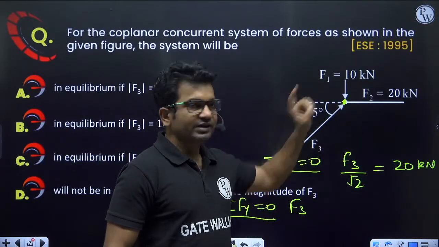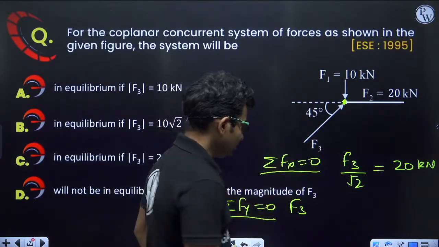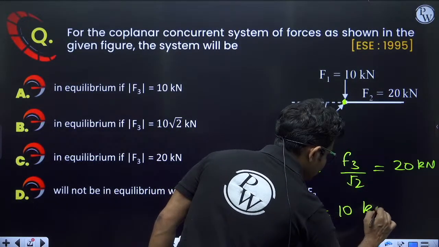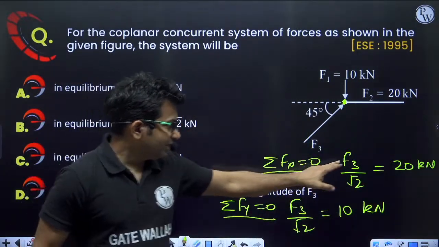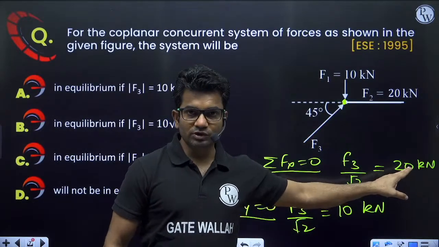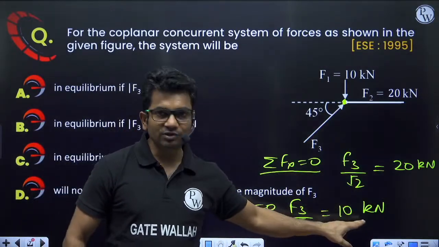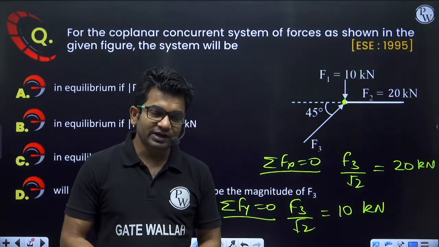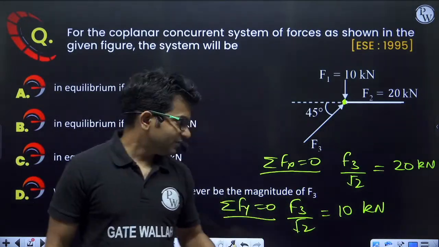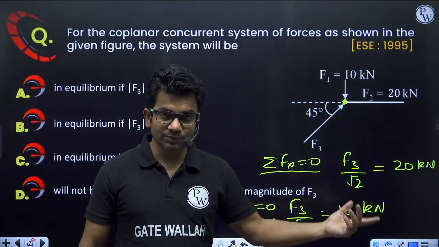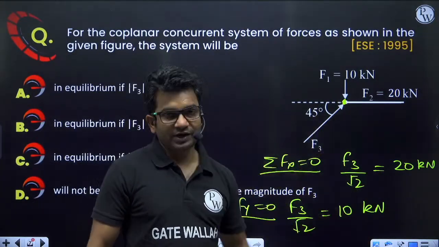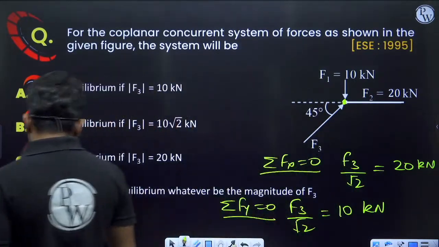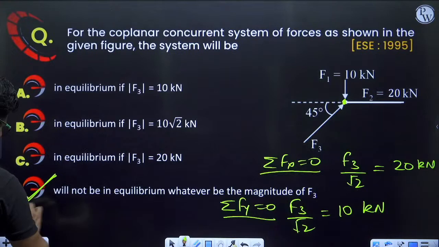F3 sin 45 degree means F3 by root 2 is equal to 10 kilonewton. So F3 equal to 20 root 2 kilonewton and F3 equal to 10 root 2 kilonewton. Is it possible that F3 is having two different values? No. So that's why it will not be in equilibrium, whatever be the magnitude of F3.